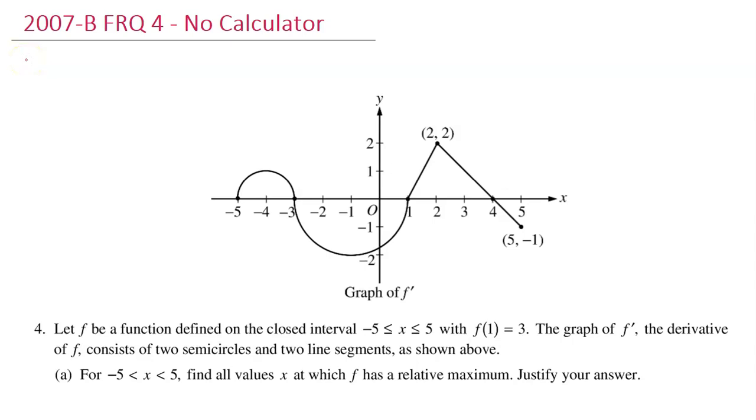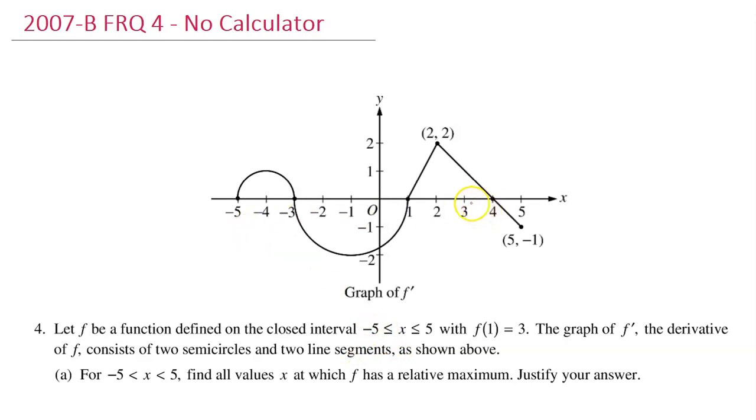In this video, I will walk you through free response question number 4 from the 2007 Form B AP Calculus exam. Let f be a function defined on the closed interval from -5 to +5, with f of 1 equal to 3. The graph of f prime, the derivative of f, consists of two semicircles and two line segments as shown above.